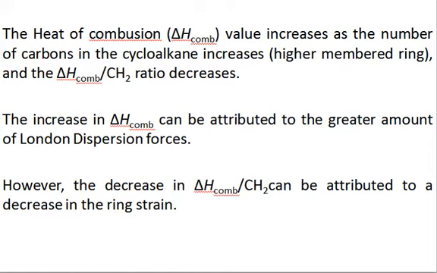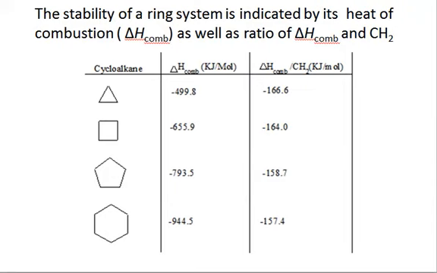And the heat of combustion decreases with the ratio of heat of combustion and CH2 ratio, right? So the increase in heat of combustion is because of higher amount of London dispersion forces, right? And this decrease in CH2 is attributed to decrease in angle strain or decrease in the ring strain. So just for comparison, let's consider the heat of combustion for cycloalkane.